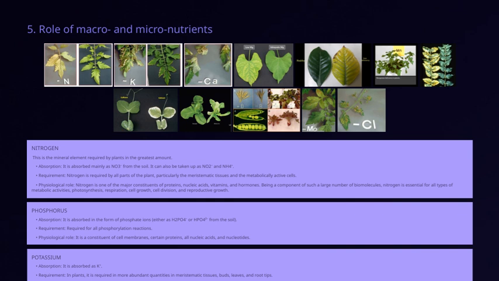Next, boron is involved in cell elongation, differentiation, and the translocation of carbohydrates through the phloem. It also facilitates cell membrane functioning and pollen germination. Boron is absorbed as borate ions, BO3 3- or B4O7 2-, and is necessary mainly in the leaves and seeds.